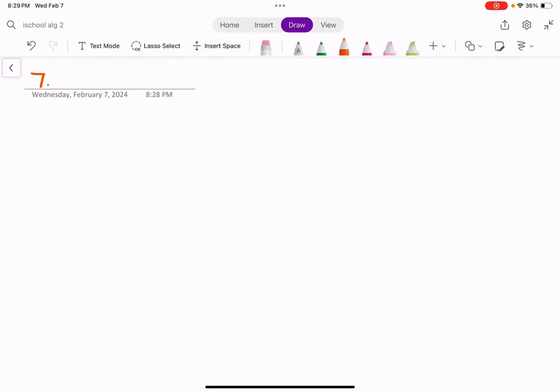Okay, this is 7.2, using trig to find a side. So we are going to use what we know about trig ratios to actually solve for a side of a right triangle. Again, we only use trig ratios when we're dealing with sides.